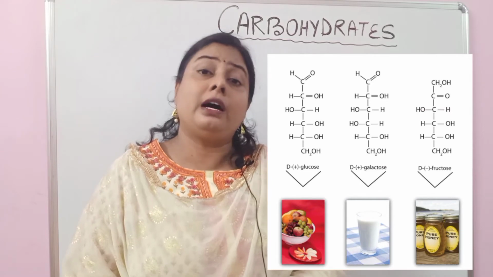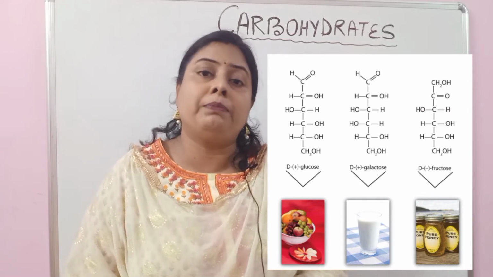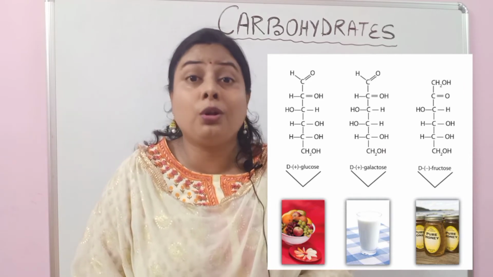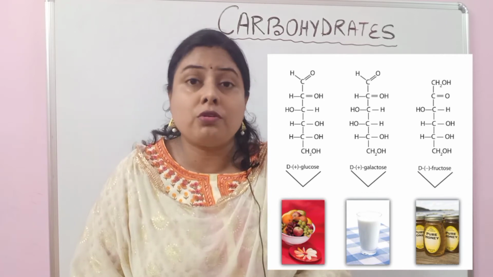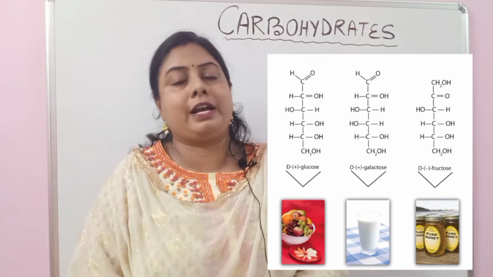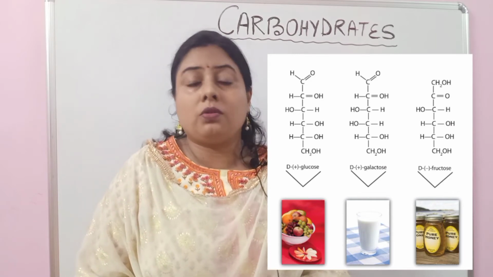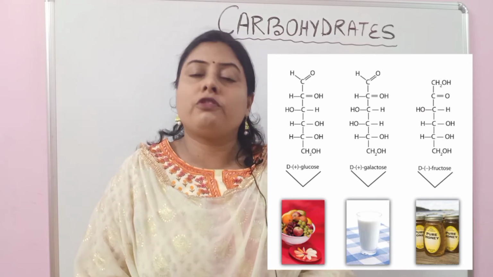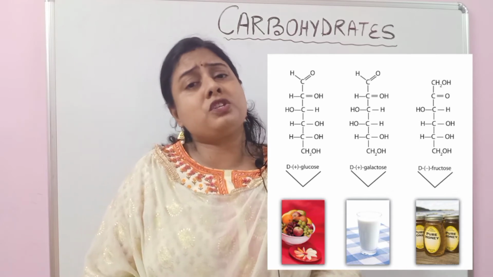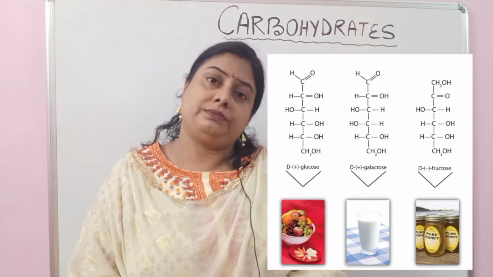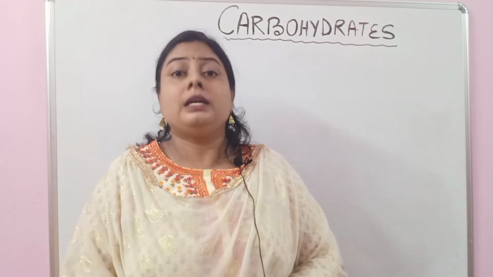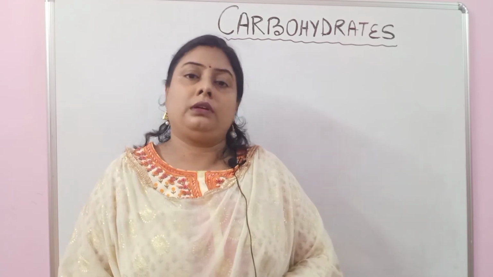Then we have the hexoses, the 6-carbon containing sugars. The most common one being the glucose, fructose, galactose. They are the examples of hexoses. The glucose is commonly called blood sugar, fructose is commonly called fruit sugar, and galactose is mainly called milk sugar. Then we have heptoses containing 7-carbon sugar.